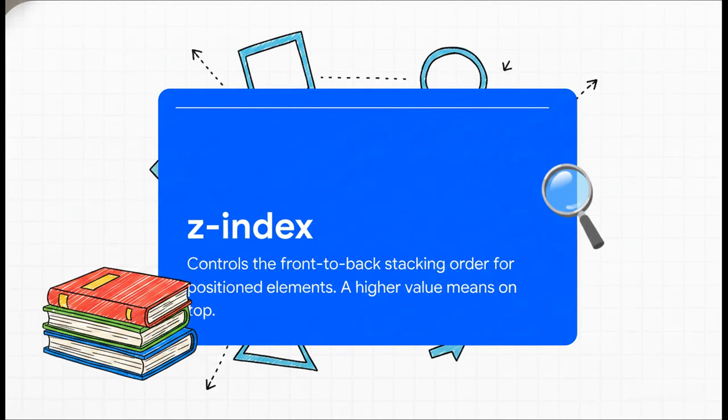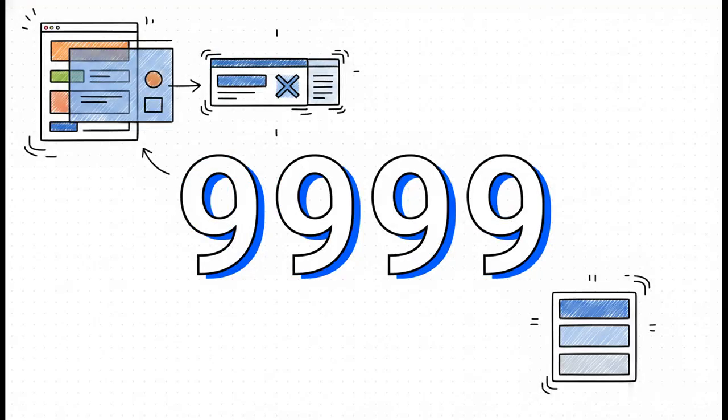Now when you start positioning elements, they can end up overlapping, so which one appears on top? That's controlled by z-index. Think of it like a stack of books. The book with the highest z-index number is the one that sits on top of the pile. I am sure you've seen code like z-index: 9999 before.